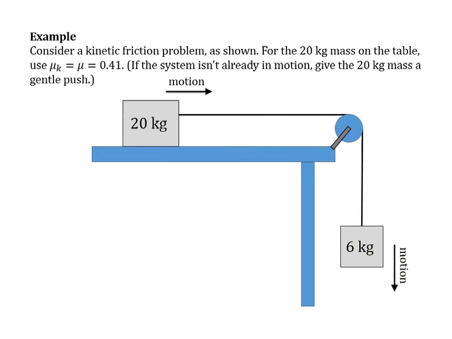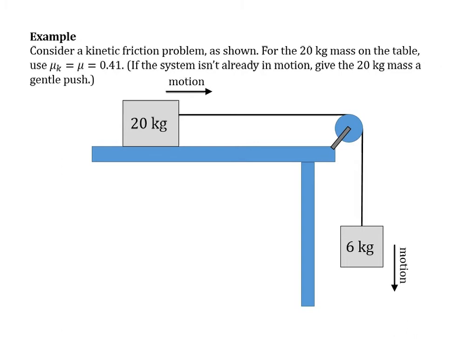Here we'll consider another problem involving friction. Here we have a 20 kilogram mass sitting on the table, and the coefficient of friction between that mass and the surface of the table is 0.41, and that mass is connected by a string that runs across a perfect little pulley and then down to the 6 kilogram mass. We want this to be a kinetic friction problem.